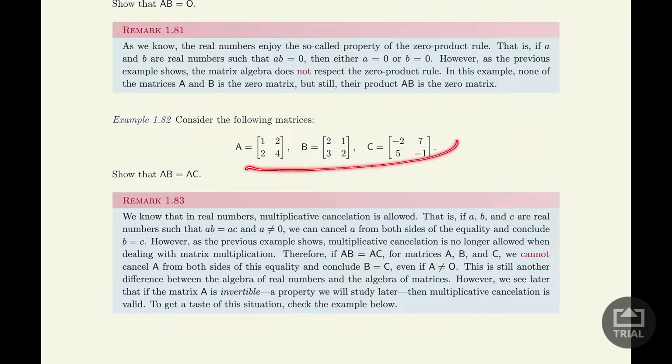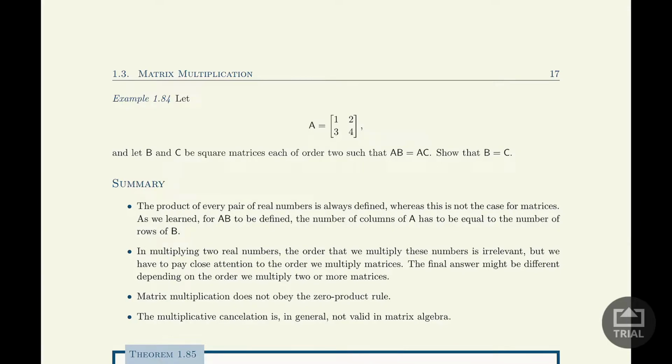So here, for example, if you go and watch the video, you will see an example that AB is equal to AC. If you calculate A times B, you get the same matrix as if you calculate A times C, but as you see, B and C are quite different matrices. Then, of course, I gave you this example. I asked you to show that this matrix has the property that if AB is equal to AC, then you can cancel this A from both sides and conclude this. So that was the last example we did.